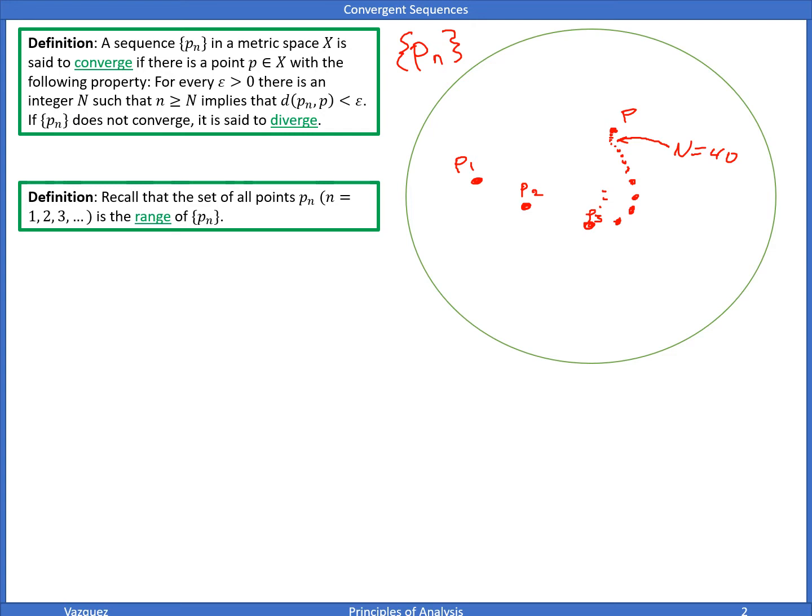After that point, all the points are arbitrarily close to point P. So they're within an epsilon distance from the point P. This isn't the best drawing for that. In fact, let me erase it because I think it would do you a disservice.